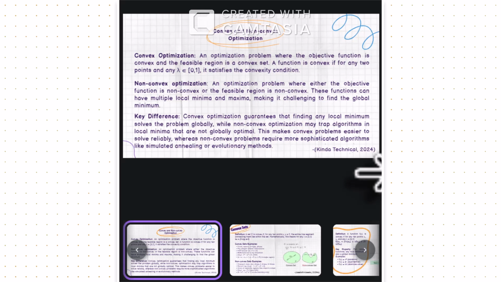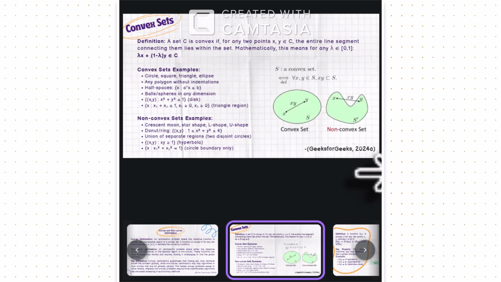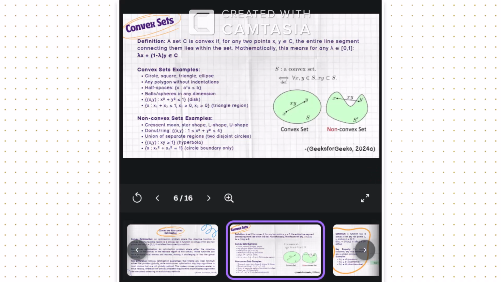A very important building block in optimization theory is the idea of convex sets. Whether the feasible region of an optimization problem is convex or not often decides how easy or difficult the problem will be to solve. So, formally a set C is convex if, for any 2 points x and y inside the set, the entire line segment joining these 2 points also lies inside the set.